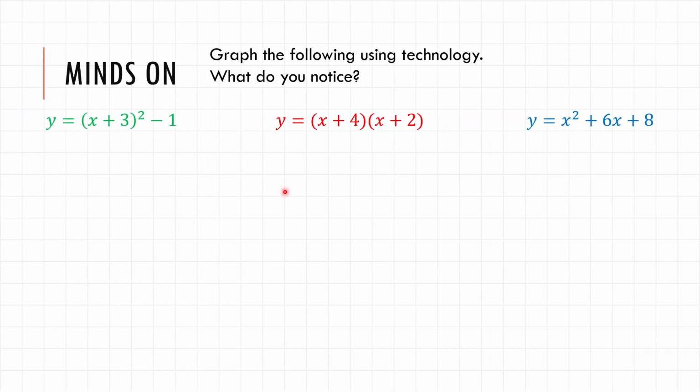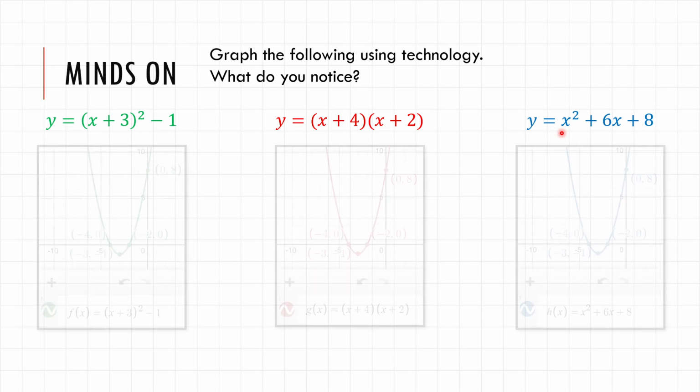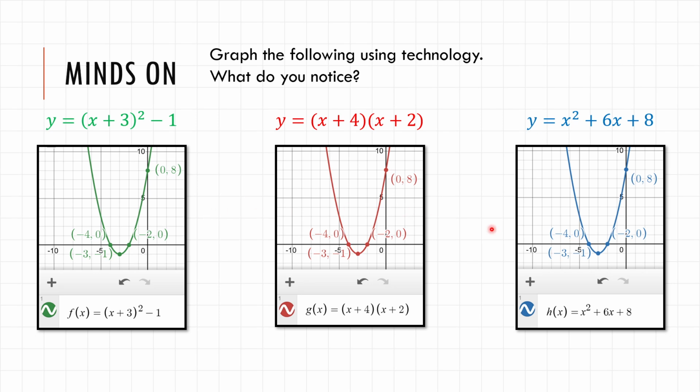To start off here, I'd like you to graph these three using graphing software like Desmos or even your graphing calculator and say, what do you notice? Well, this is what the graphs of these three look like. And if I were to try to notice something, the one thing that would immediately pop out to me is these three are all the same. Each of these has the exact same points in the exact same places.